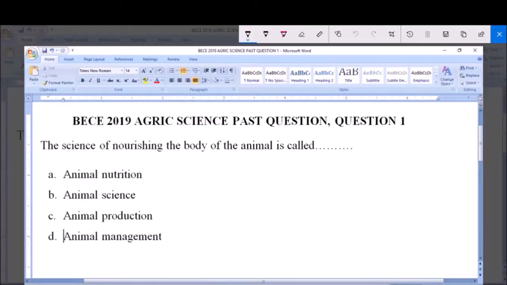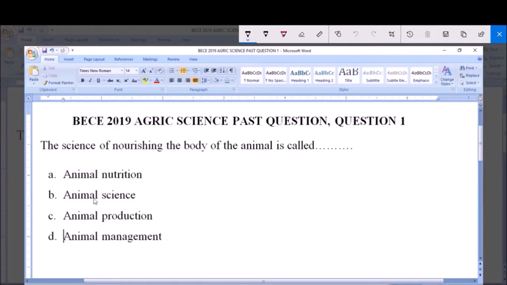Today we're going to be dealing with BECE 2019 Agric Science Past Question, Question 1. The science of nourishing the body of the animal is called dash. A. Animal nutrition. B. Animal science. C. Animal production. And D. Animal management. So, we are asked that the science of nourishing the body of animals is called dash.